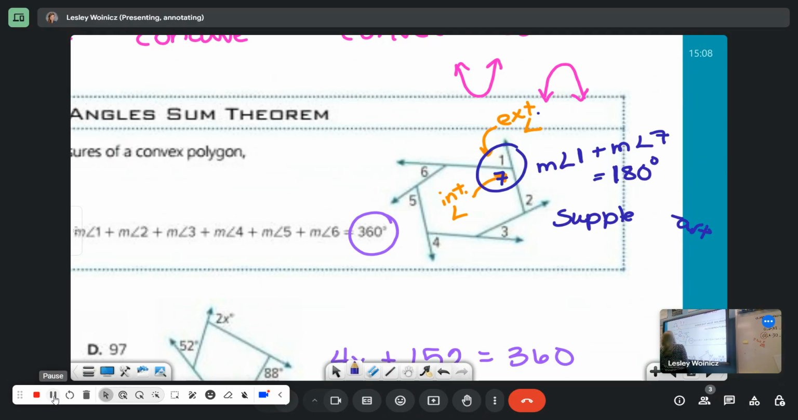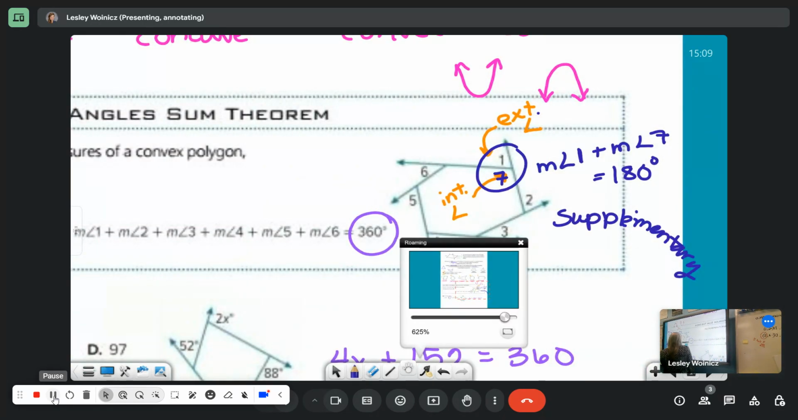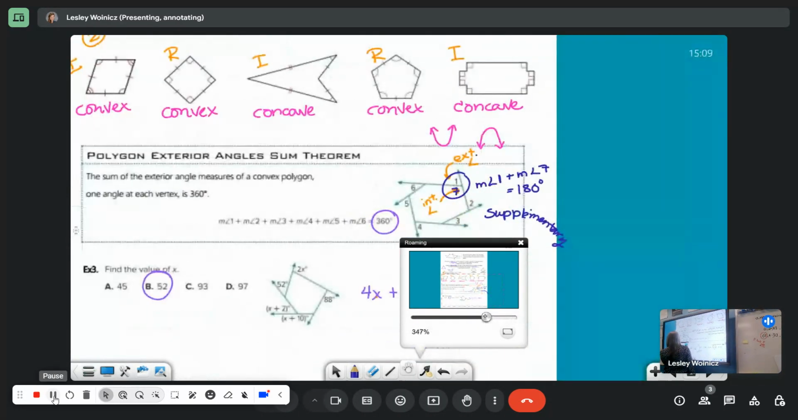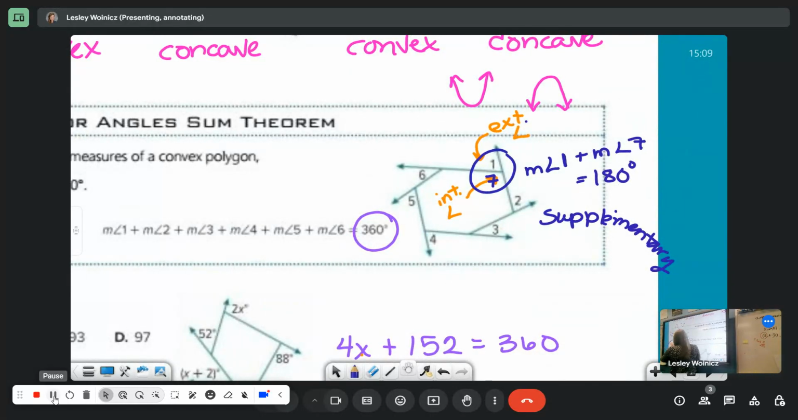Oh, my board is doing nothing. Okay, hold on, let me fix it. It's going to keep doing it if I don't do this weird thing. You know how when your Chromebook is misbehaving and you reset it, it kind of does the same thing.